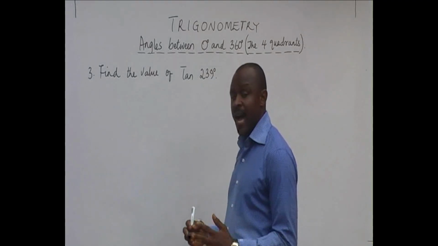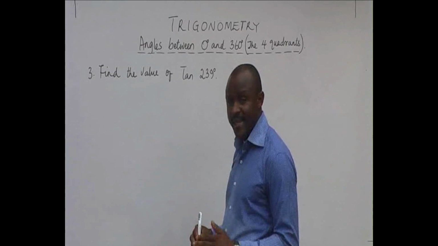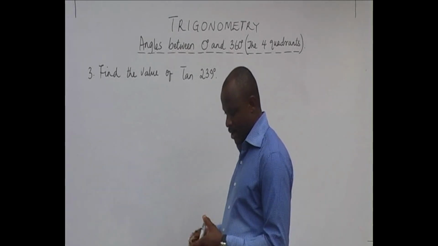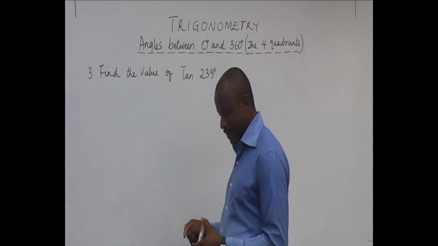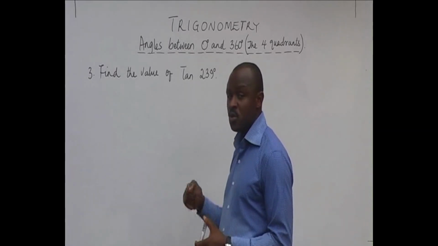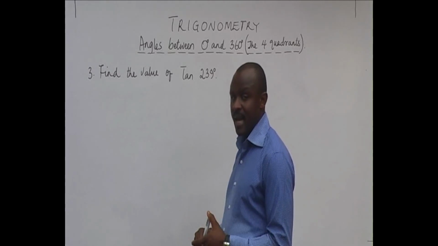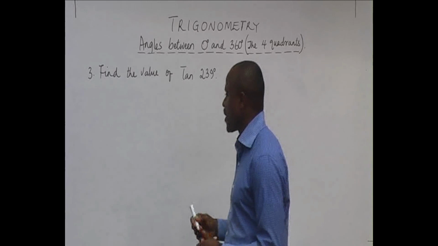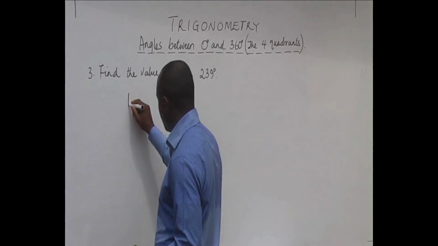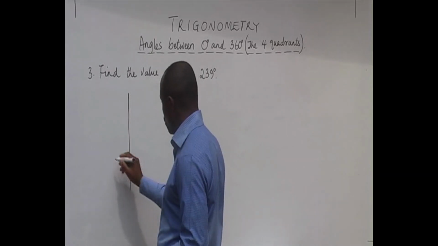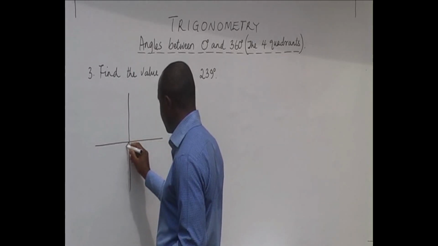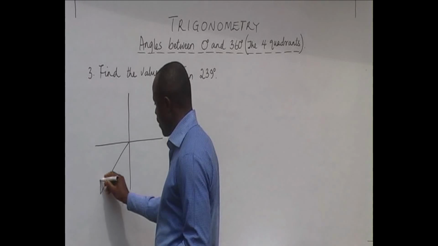The third question says we should find the value of tan 239 degrees. The first question you ask yourself, in which quadrant is 239? 239 is not yet up to 270, but it is more than 180. That means it is in the third quadrant. Show your third quadrant and draw your triangle for your calculation.